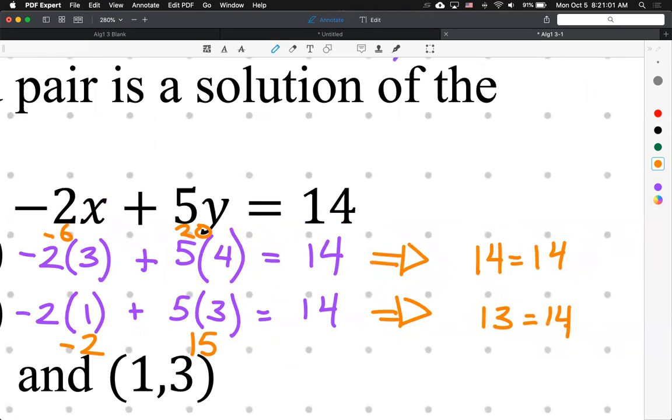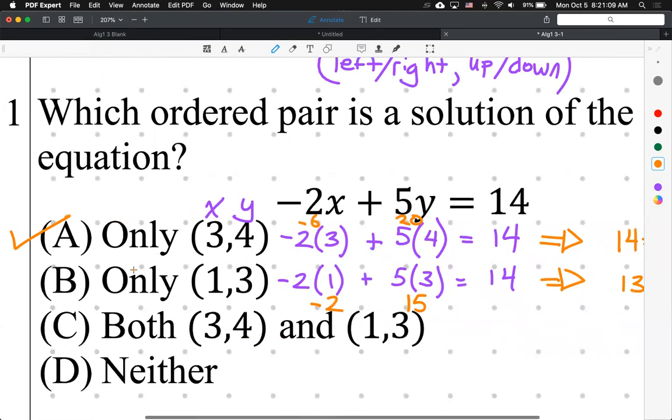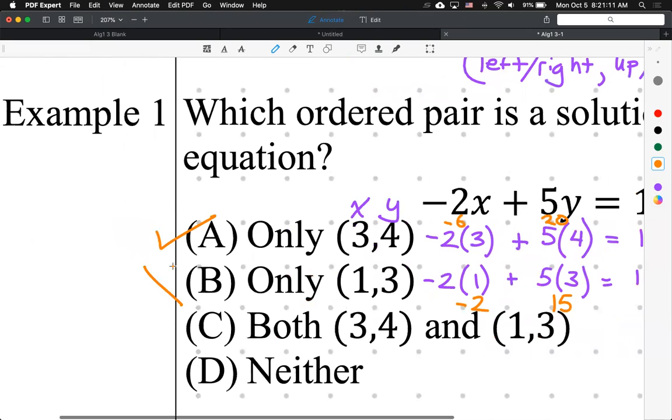And the class as a whole, you guys are going to do thumbs up, thumbs down. Is it a solution? Thumbs up. Is it not a solution? Thumbs down. You guys all have it correct. It is a thumbs down, which means we can go ahead, I guess, put an X and say, nope, it wasn't that one. And we can circle A. It was only 3,4. That is a solution.